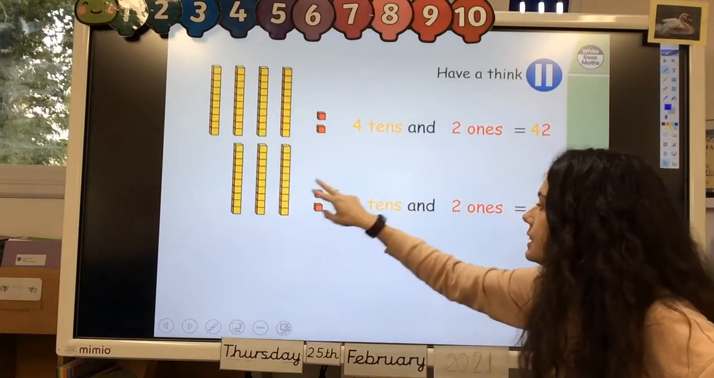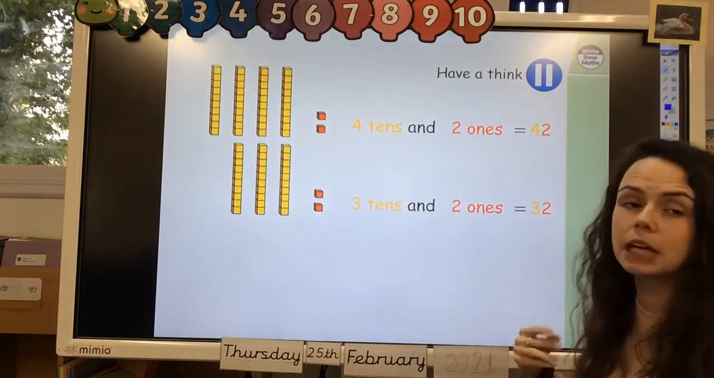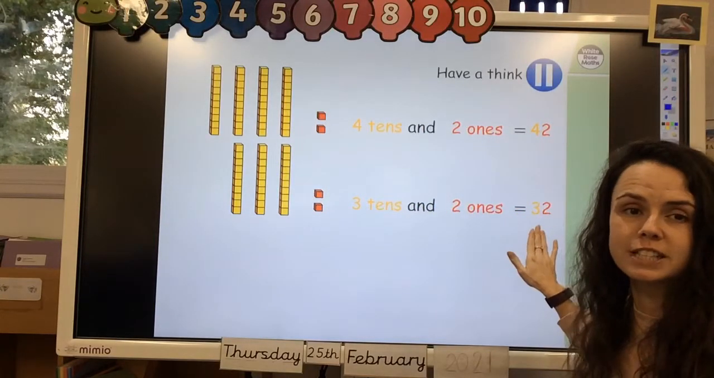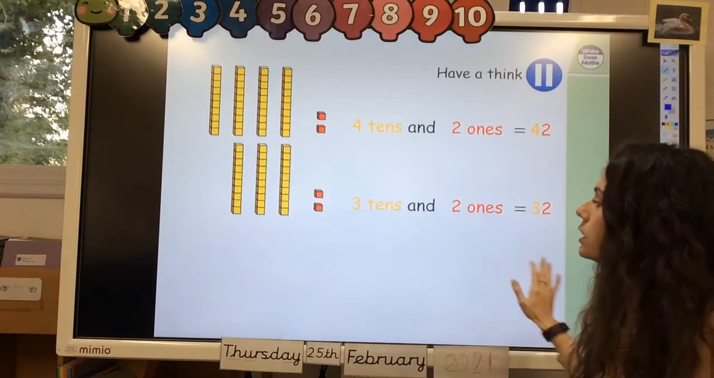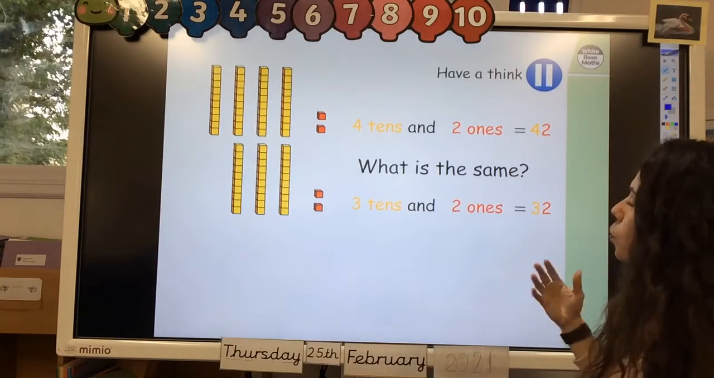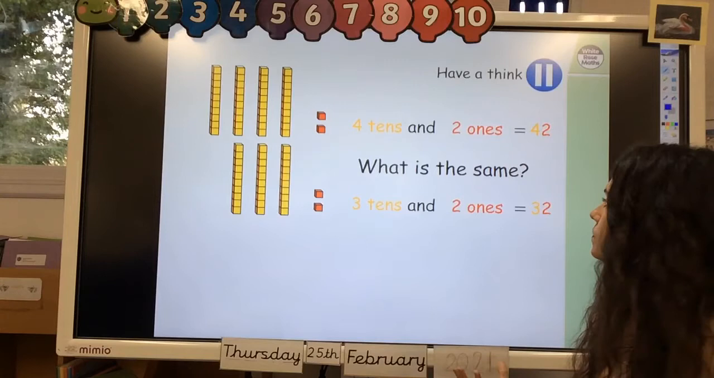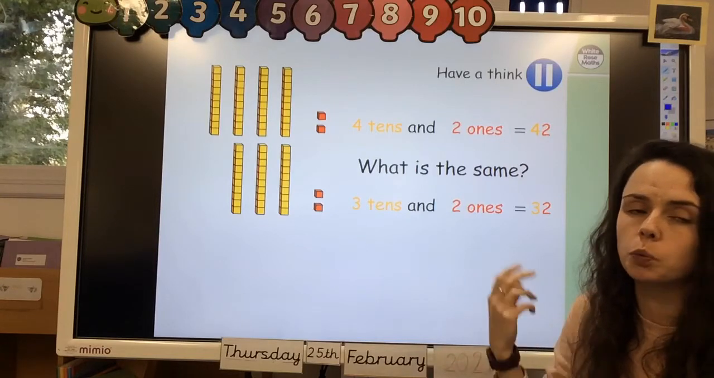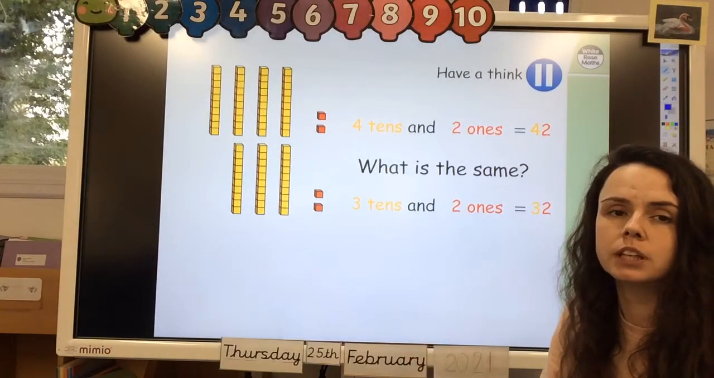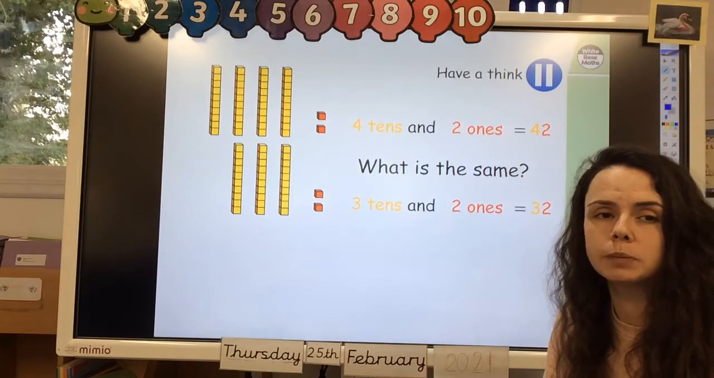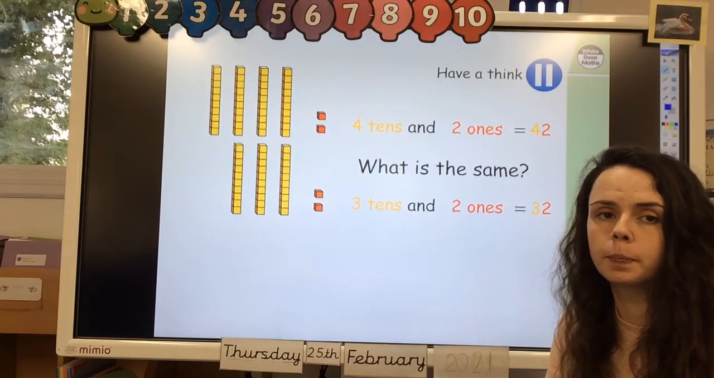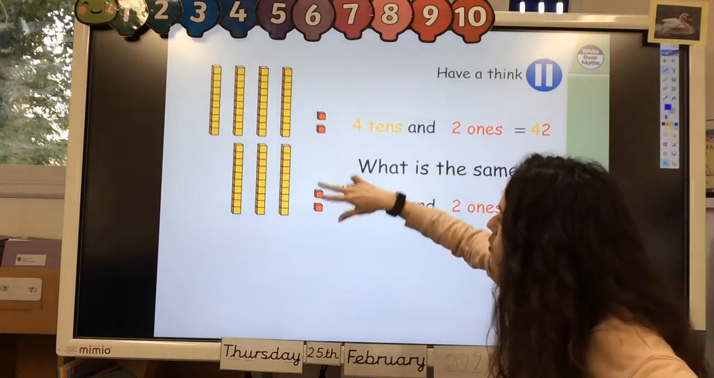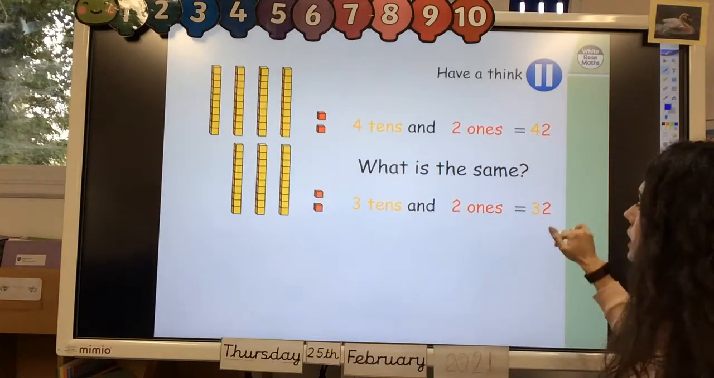3 10s and 2 1s makes how many? 32. What's the same and what is different? Let's have a look at what's the same first. What numbers are the same? Yeah, the 2s are the same. 2 and 2. Well done.